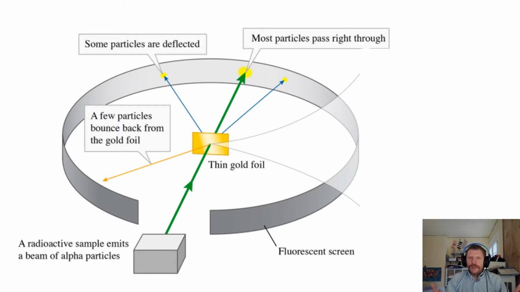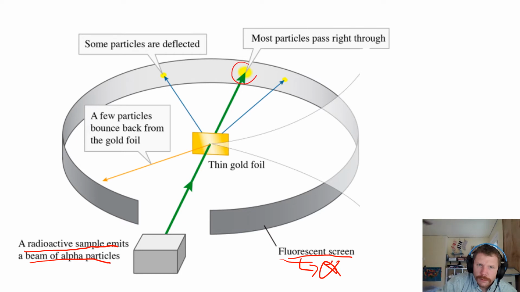So the experimental design was like this. We have our radioactive sample that emits a beam of alpha particles. We've got this gold foil, and surrounding it in almost 360 degrees, we have this fluorescent screen. That's supposed to be an alpha particle detection system. The idea is that if the positive charges within an atom are freely distributed, these alpha particles will all end up right here.